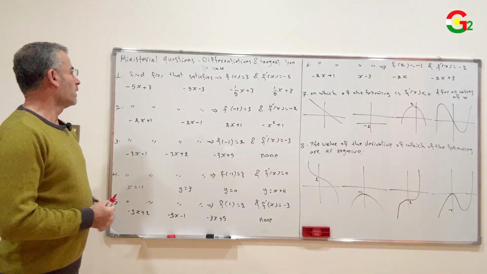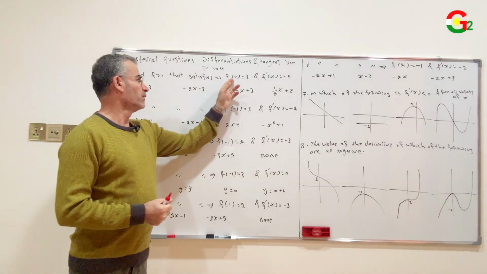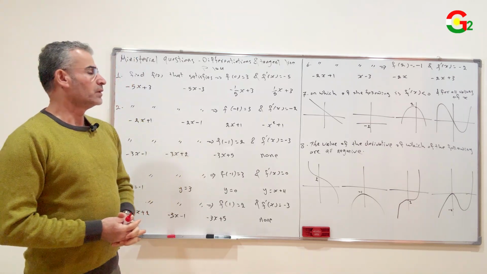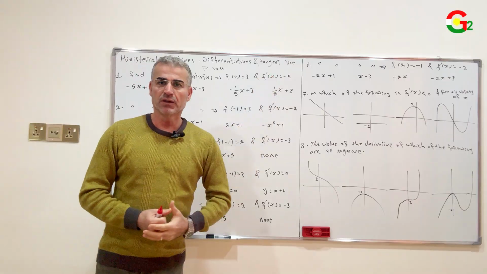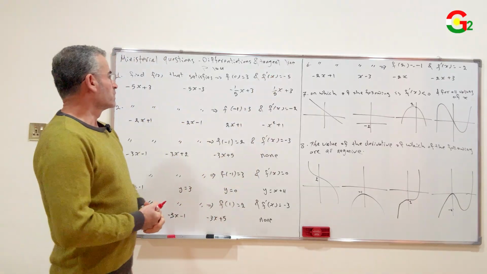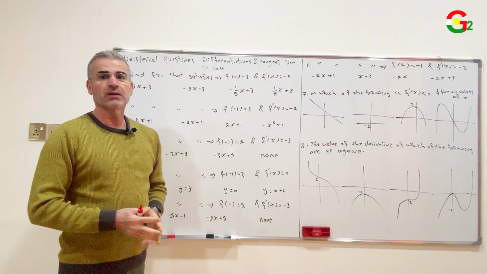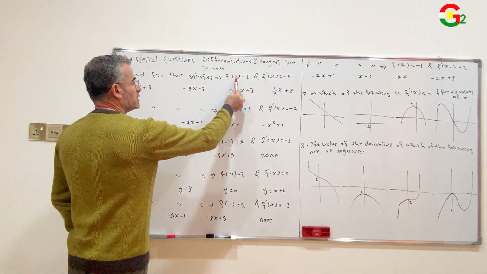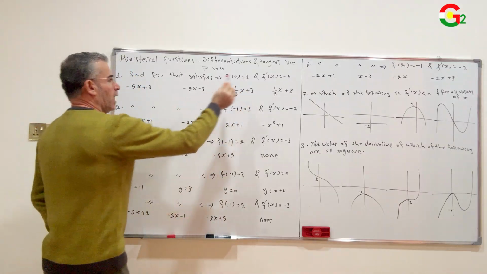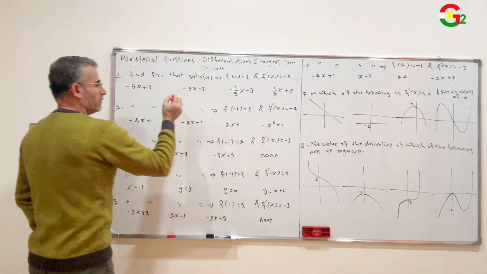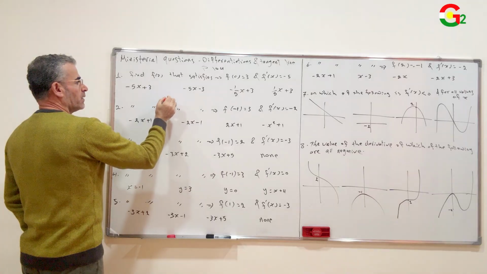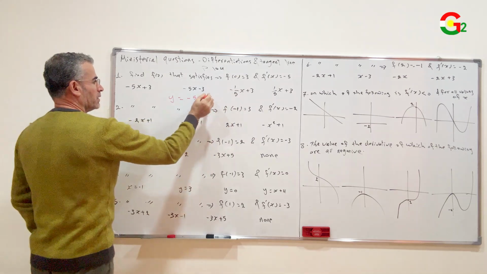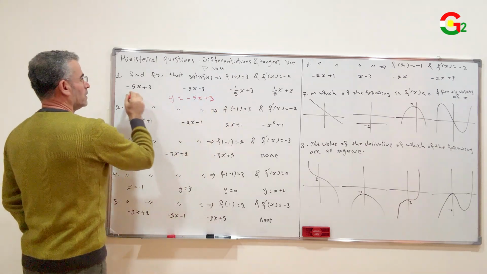Question number 1. Find f of x that satisfies f of 0 equal 3 and f prime of x equal negative 5. Since the derivative of the function is constant, then the function is a linear function with y-intercept (0, 3) and a slope of negative 5. Then the function is y equal to negative 5x plus 3. Choice A.